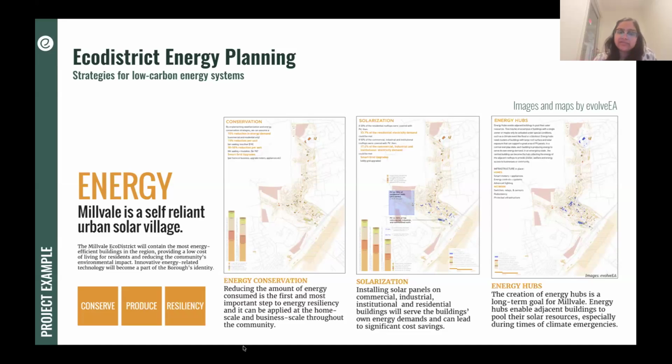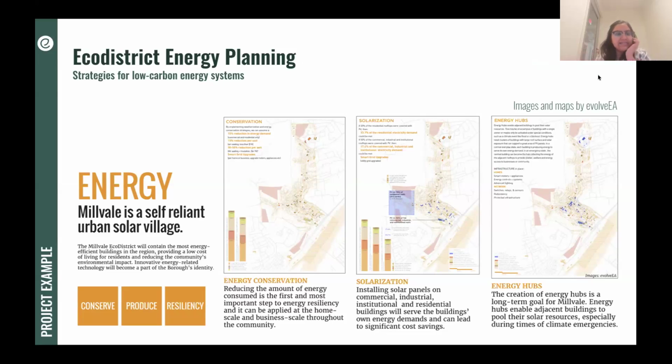So that is what we tried to assess on a community scale through potential energy use reduction strategies, solarization of commercial, industrial, institutional, and residential buildings within the boundary to offset their own energy demands. And then at the end, creating energy hubs to pool solar resources, especially during climate emergencies.